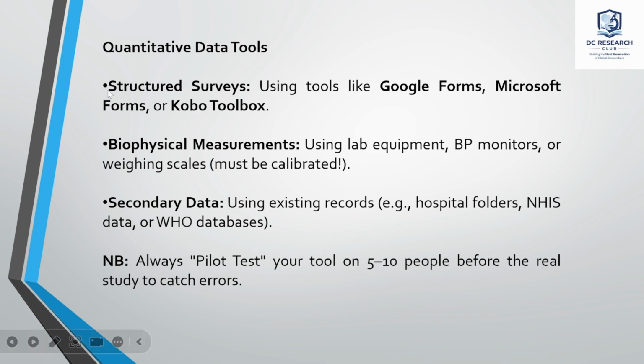Now, quantitative data collection tools. Examples are Google Forms, Microsoft Forms, or Kobo Toolbox, to generate structured surveys in order to collect data from a large group of people or from a particular population. You want to collect your surveys or questionnaires. Questionnaires are very, very good for Google Forms. And we have biophysical measurements. You're using lab equipment, blood pressure monitors, or a weighing scale, which of course must be calibrated.